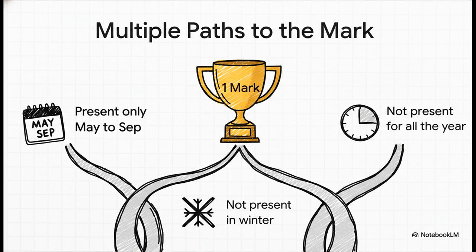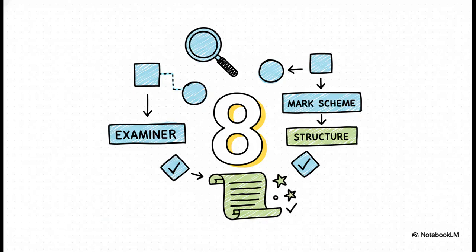But check this out. The mark scheme shows there are a ton of ways to get the mark for the reason. You could say it's present only May to September, or not present in winter, or even something as simple as not present for all the year. As long as you connect species D to the fact that it's not there all the time, you get the mark. Pretty flexible, right? And just like that, that's it. By thinking like an examiner and just following the roadmap laid out by the mark scheme, we figured out how to lock in all 8 available marks for question 1.